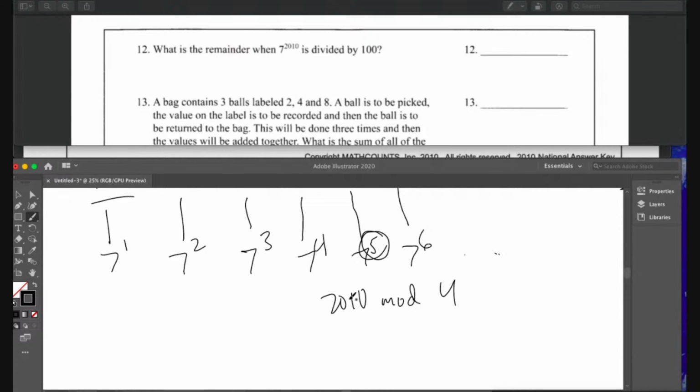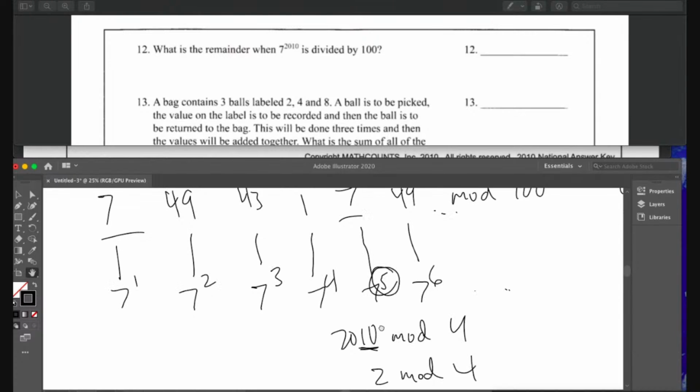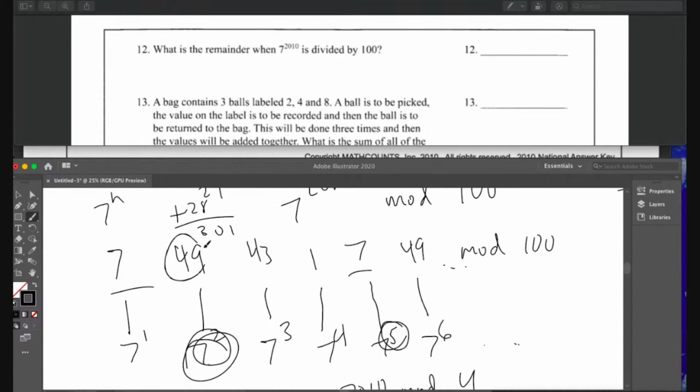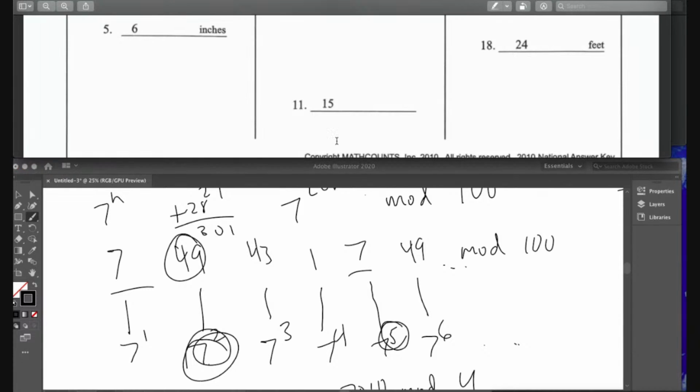To see if 2010 is divisible by 4, we just look at its last 2 digits, and 10 is not divisible by 4, but 10 is even, right? So that means 2010 has to be 2 mod 4. You can also just divide this out by 4, and it's also 2 mod 4. So if this is 2 mod 4, that means it has to correspond to whatever 7 squared is mod 100. So it's going to be 49 mod 100, and that's our answer.